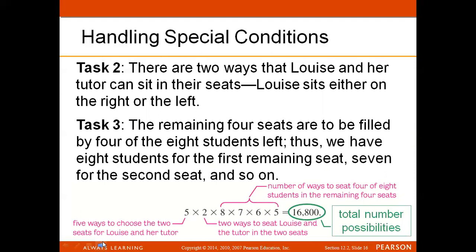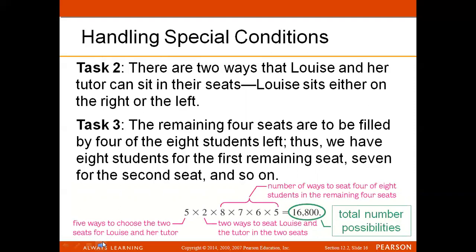Task 3. The remaining 4 seats are to be filled by 4 of the 8 students left. Thus, we have 8 students for the first remaining seat, 7 for the second seat, and so on. So we have 5 ways to choose the seats for Louise and her tutor, times the 2 ways to seat Louise and her tutor in the 2 seats, times the number of ways to seat 4 of the 8 students in the remaining 4 seats.